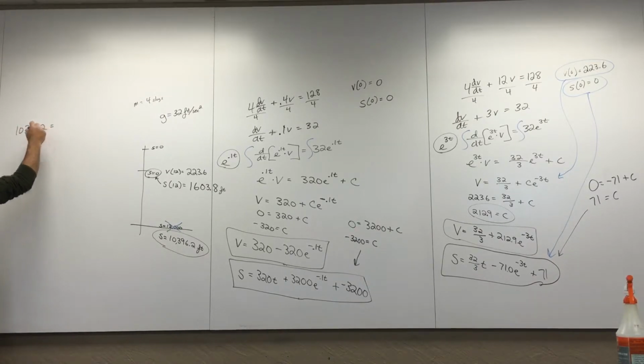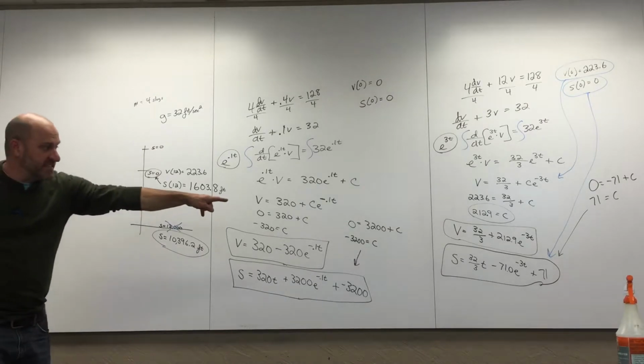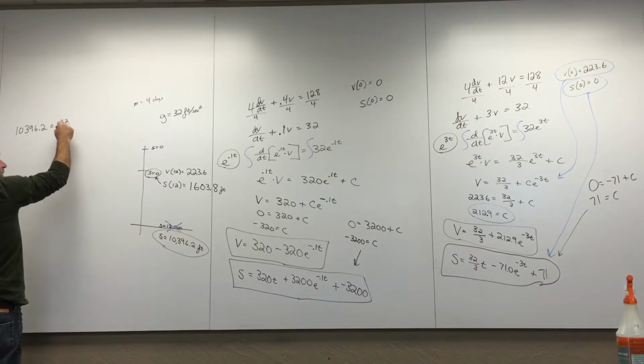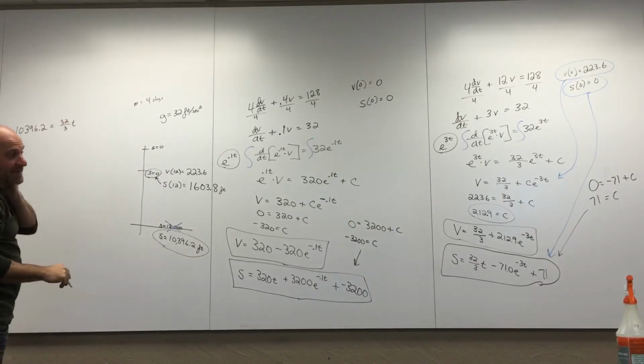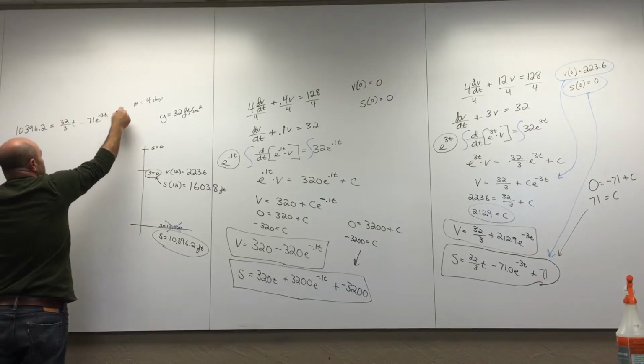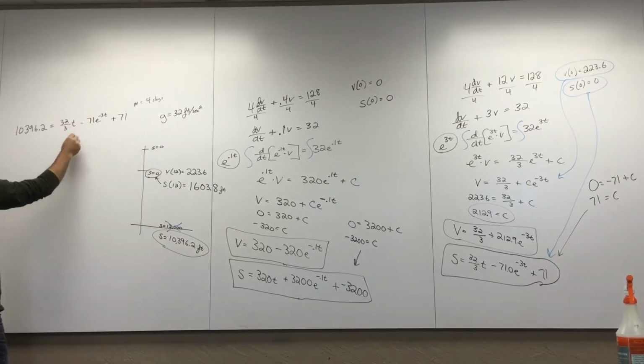10,396.2 equals that final distance equation there: 32 thirds t minus 71 e to the negative 3t plus 71. And we want to solve for t.